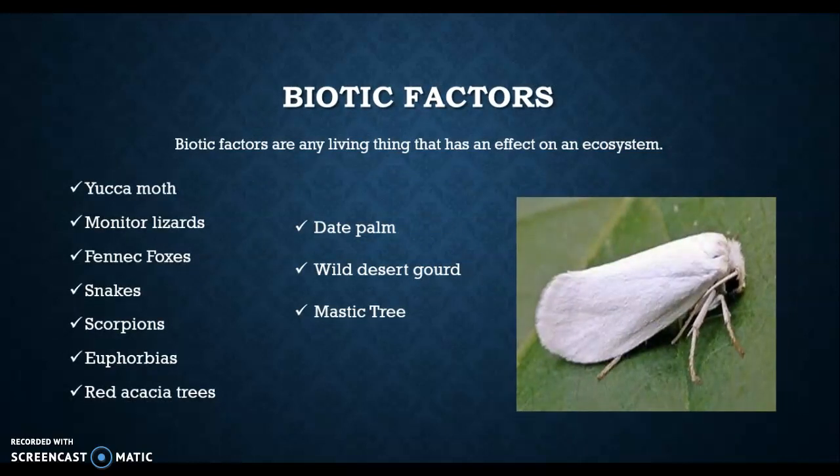The biotic factors are any living thing that has any effect on the ecosystem. Some things I found were the yucca moth, monitor lizards, fennec foxes, snakes, scorpions, euphorbias, red acacia trees, date palm, wild desert gourd, and mastic tree.